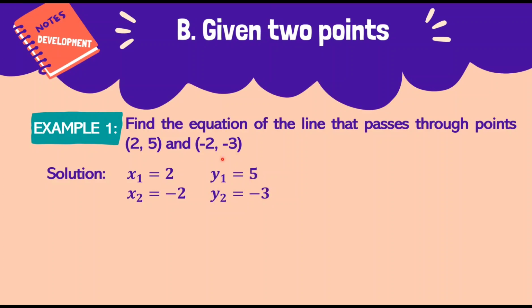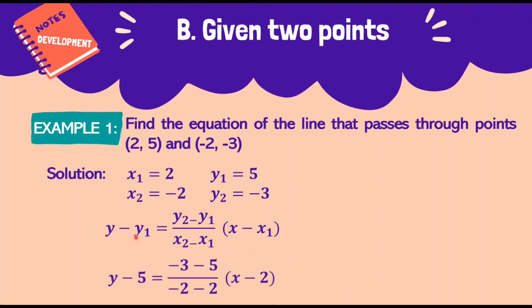Okay, so after finding the values of our x and y's, we need to write the formula in finding the equation of the line when the given are 2 points. So here we have the formula. We have y minus y sub 1 is equal to y sub 2 minus y sub 1 over x sub 2 minus x sub 1 times x minus x sub 1. So the next step is to substitute the values of our x and y to this formula. So let us start substituting the values of x and y.